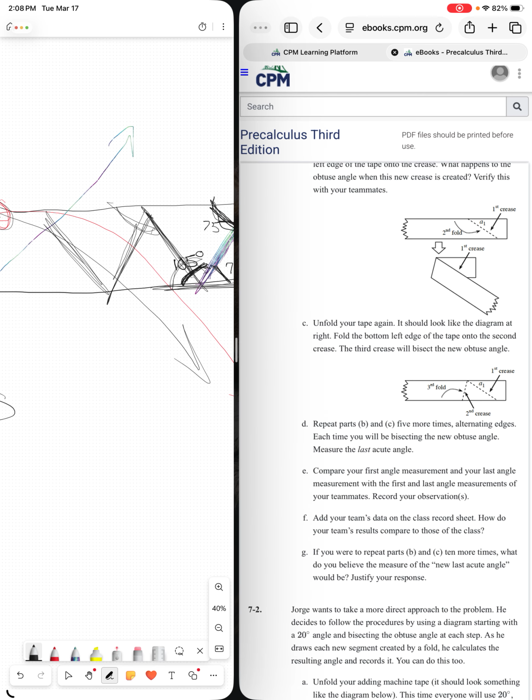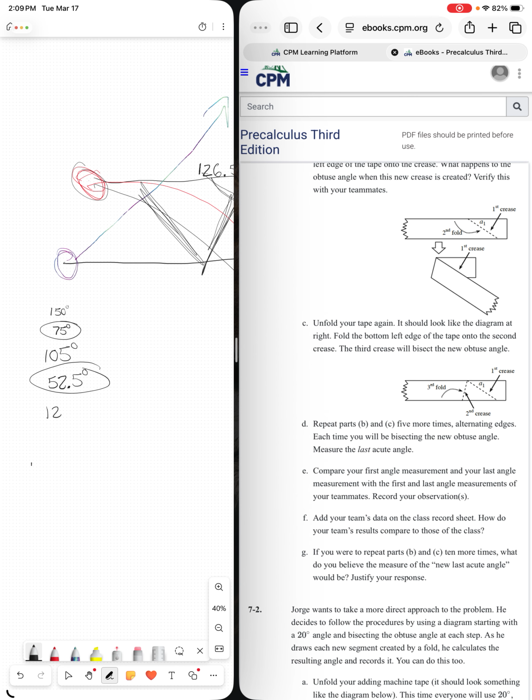So again, we have this 52.5 degrees, and then we have what's left over here. What's left is 126.5 degrees. We're going to cut that in half, and we get 63.25 degrees. And here's what's going to keep happening. As you keep doing this, you're going to start approaching a number.